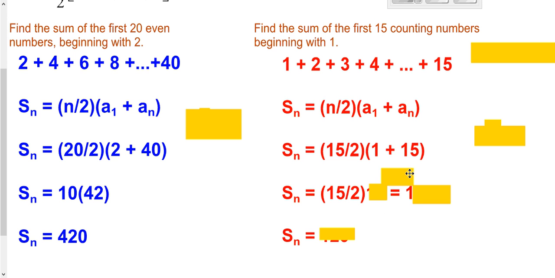So we have 15 over 2 times, in this parenthesis, we're adding to get 16. By the way, I'm lazy. I like to do things in my head rather than just mindlessly typing stuff into my calculator. This is really 15. The divide by 2 and the 16 gives us 8, so it's 15 times 8, and so I get 120.